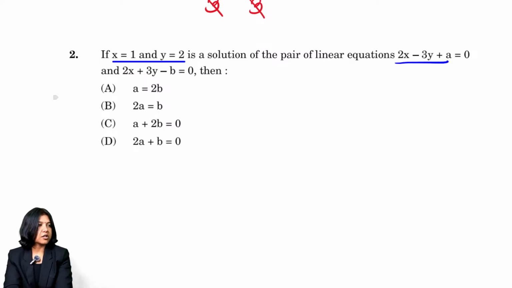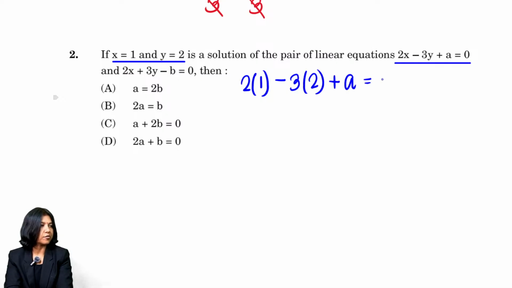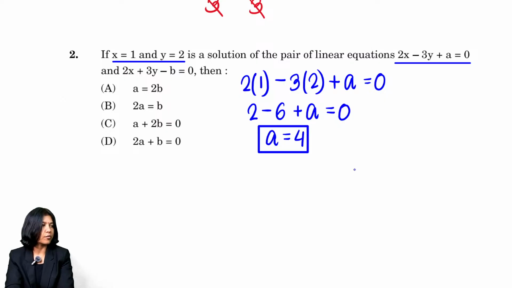Into the first equation, if I plug in, I'll get 2 times 1 minus 3 times 2 plus a equals 0. Okay? And now 2 minus 6 plus a is equal to 0. 2 minus 6 is minus 4. Sending it to the other side becomes plus 4. So a equals 4. We got the value here.